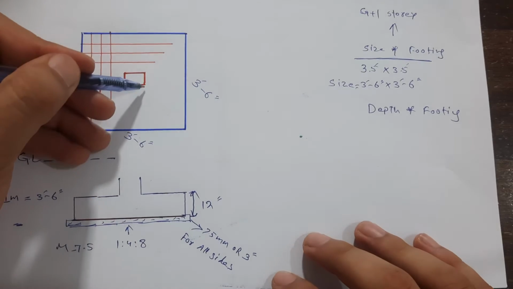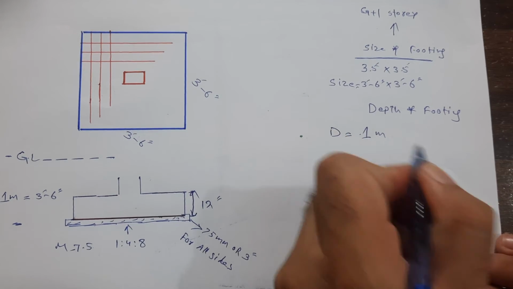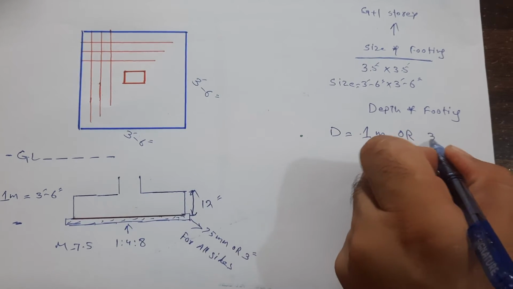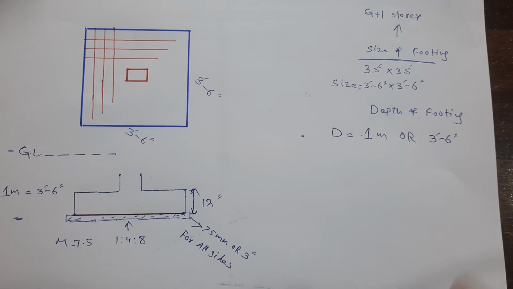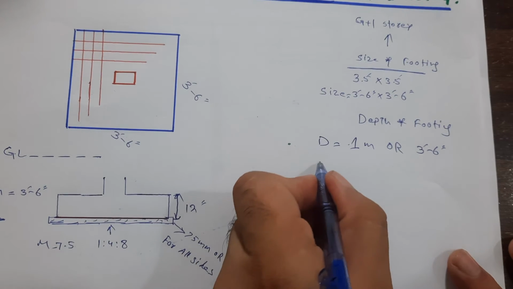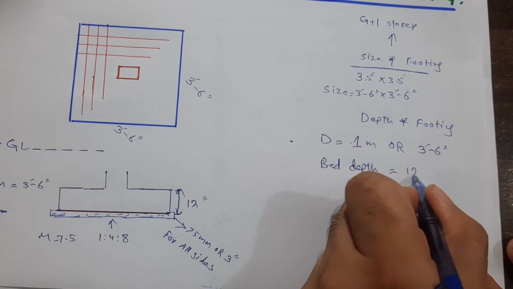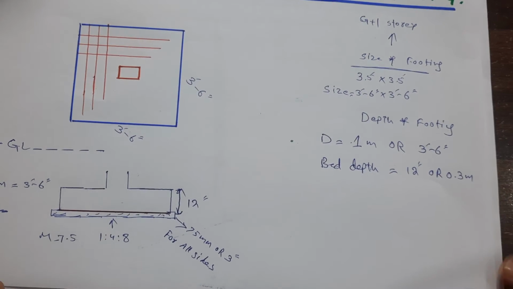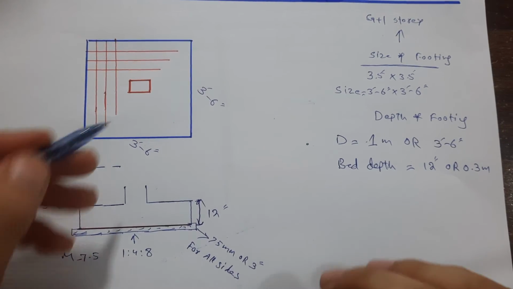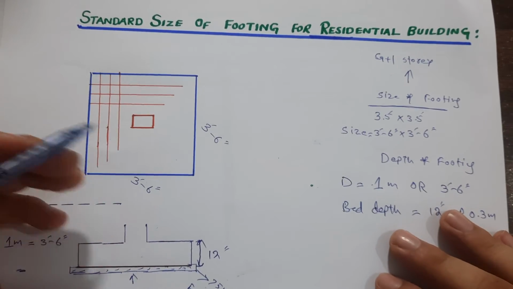Okay, so these are the depth, etc. Now let me show you guys. If you see, this is column. Okay, so depth of the footing should not be less than 1 meter or 3 feet and 6 inches. This is minimum depth. Okay, normally if you use 4 feet, that will be better for G+1 story. Okay, and the bed depth is here 12 inches, or you can say 0.3 meter. Next guys, you can see the column. So the column is inside this. So in next video I will guide you for the standard size of column for G+1 story.